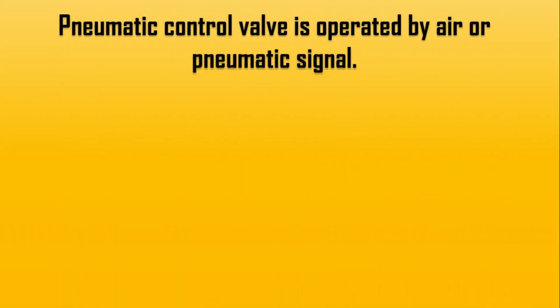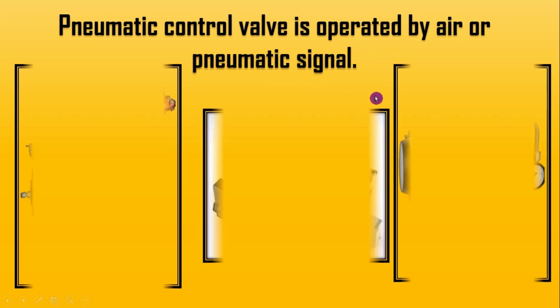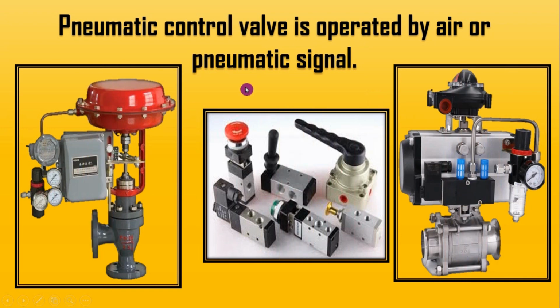Pneumatic control valve is operated by air or pneumatic signal. Pneumatic means a control valve that is operated by a pneumatic signal or air signal. Air means instrument air signal. Pneumatic control valves are shown in the diagrams. Here you can see pneumatic control valves are shown, and these pneumatic control valves are operated by pneumatic actuators. Pneumatic actuator is used to actuate the control valve to the right position.